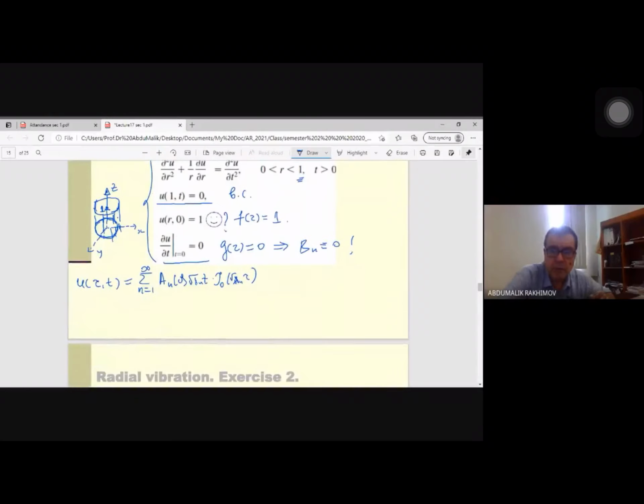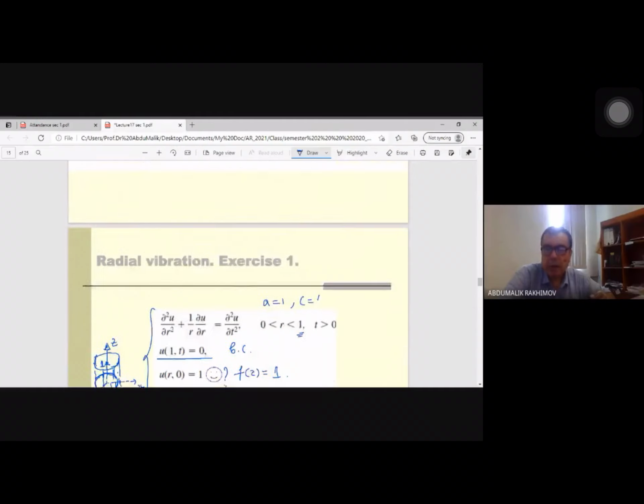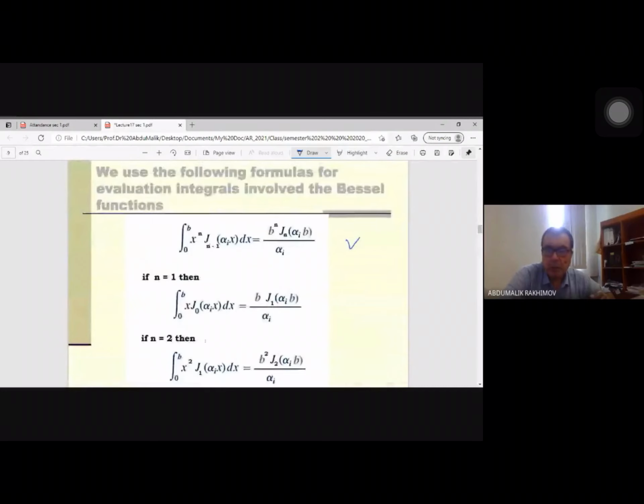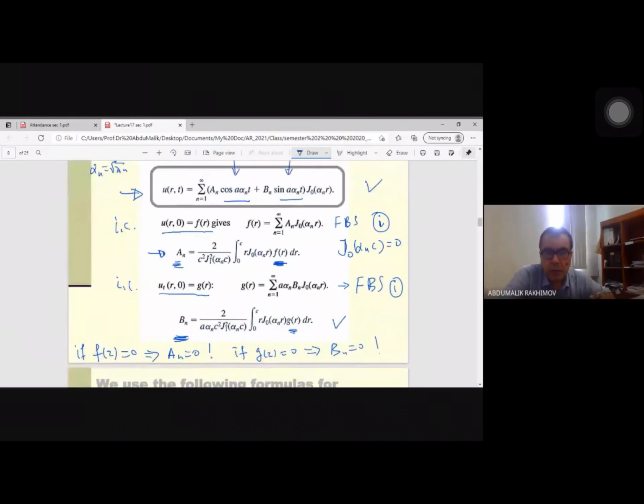We need to find An and substitute it here. Let me find An. Let's go up and see the formula for the A coefficients. So the A coefficients are 2 over C, where C is 1, right? 2 over J1 squared, C is 1. So it will be 2 over J1 squared of alpha n, integral from 0 to 1 of r times this, and F(r) is 1, right? Okay.